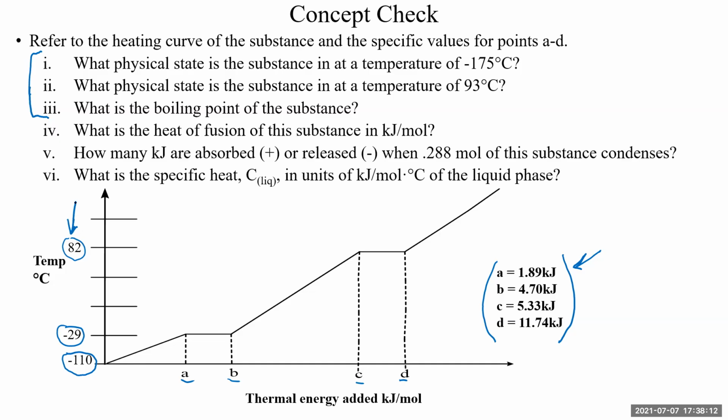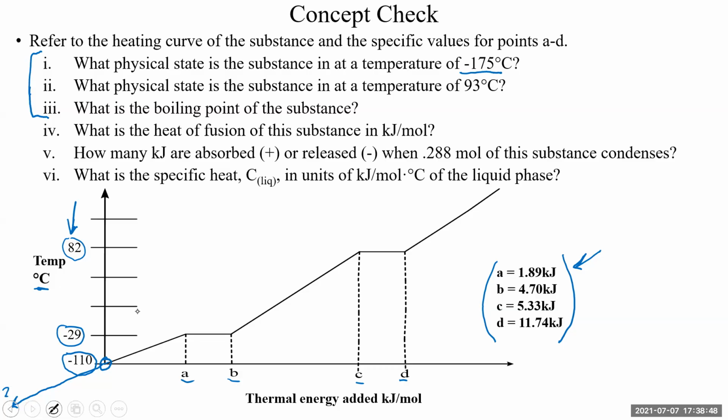So question number 1, what physical state is the substance in at a temperature of negative 175 degrees Celsius? So here we have our temperature axis, our vertical axis, given in degrees Celsius. Now, this only goes down to negative 110. So negative 175 presumably would be way down. Sorry, the computer's moving. Would be way down here somewhere, right?